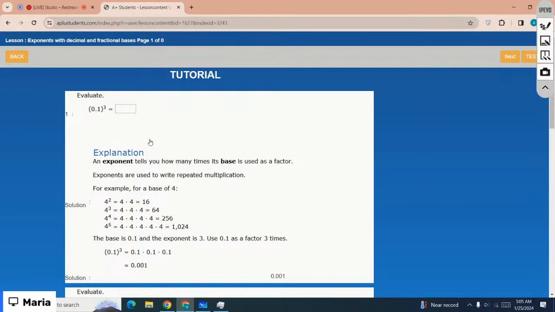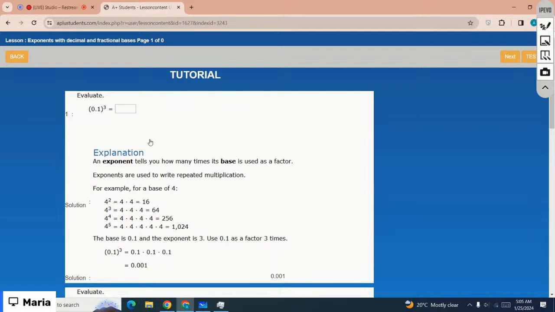An exponent tells you how many times its base is used as a factor, right? Exponent tells you how many times you have to multiply the base by itself, right? 4 square equals 4 times 4. 4 cube equals 4 times 4 times 4. Same way you have to do 0.1 exponent 3, right? That means you have to use 0.1 as a factor 3 times. You have to do 0.1 times 0.1 times 0.1, right? So the product is 0.001.